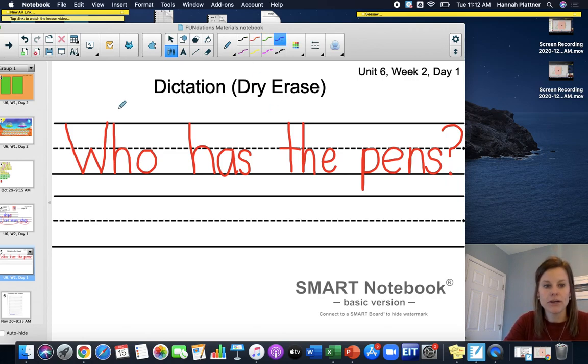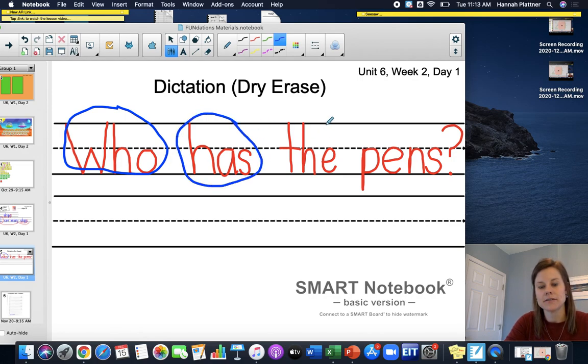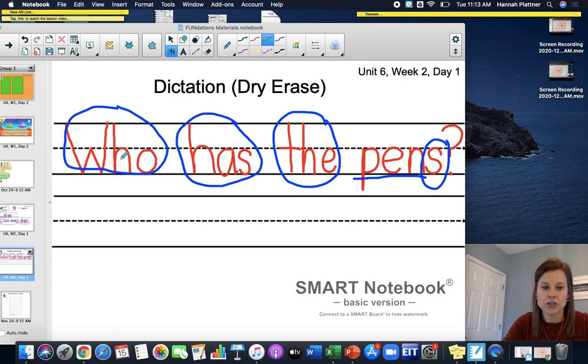All right, I'm going to go ahead and mark up my sentence. Let's circle all of our trick words. Who, has, and the are all trick words. And then I'm going to mark up pens. Underline the base word, pen, and circle the suffix S, pens. All right, last thing that I'm going to do is scoop my sentence. And I'm just going to do one big scoop because it is a short sentence. Who has the pens? Go ahead and do that, and then we'll read it together. Who has the pens?